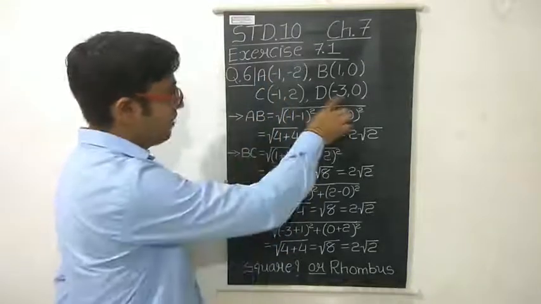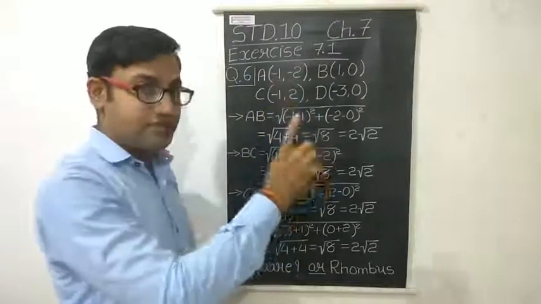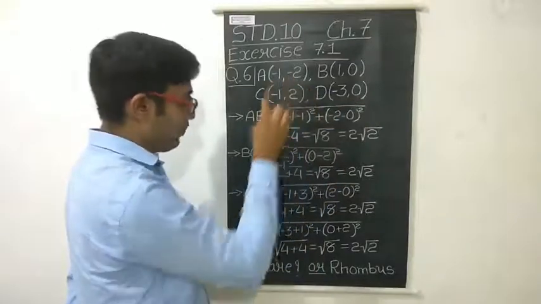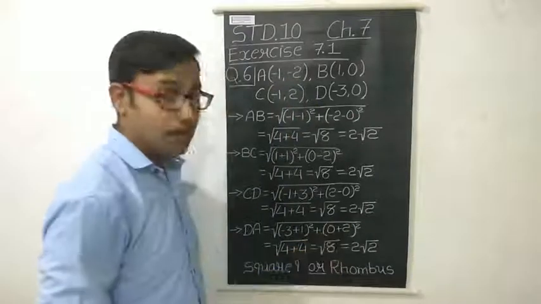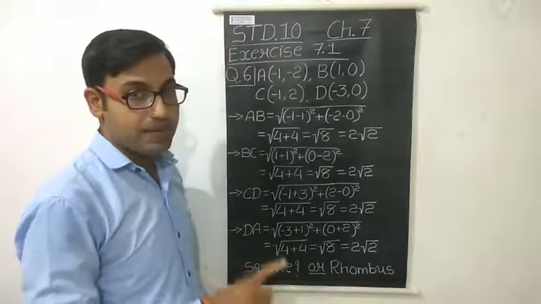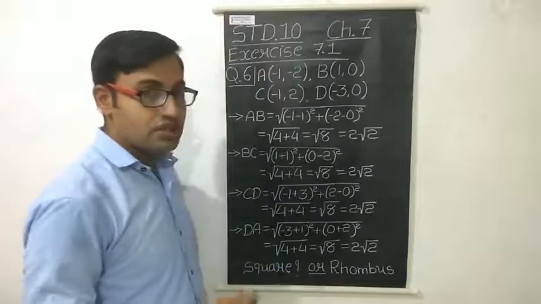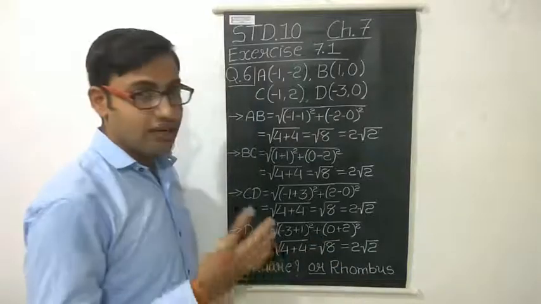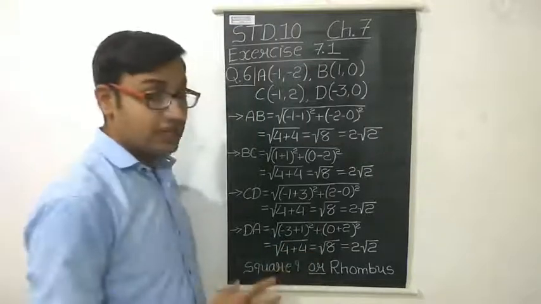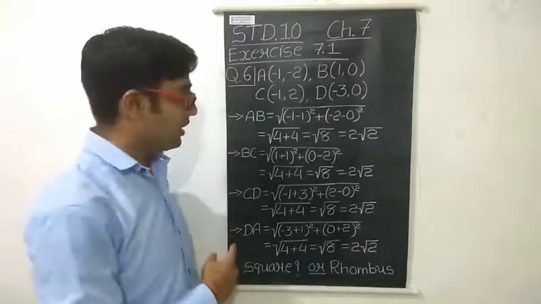Now the last side, that is DA. So here (-3 minus 1) whole square, and for the y-coordinates, 0 minus of -2, that is +2, (0 plus 2) whole square. All this is under root. Here -3 plus 1 is -2, and -2 square is +4. In the same way, 0 plus 2 is +2 and +2 square is again 4. So we get under root 4 plus 4, that is under root 8, and the square root of 8 is 2 root 2.